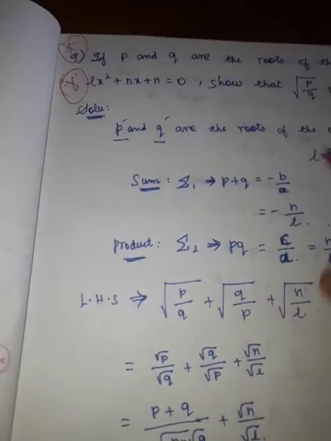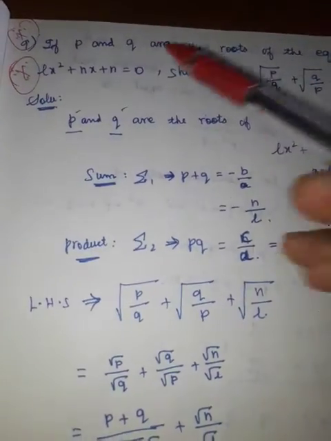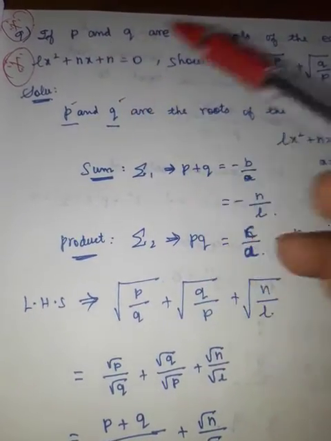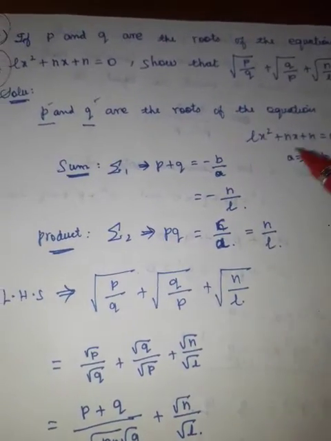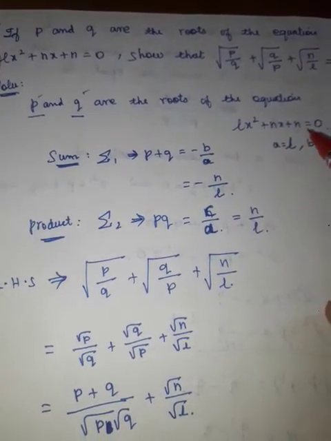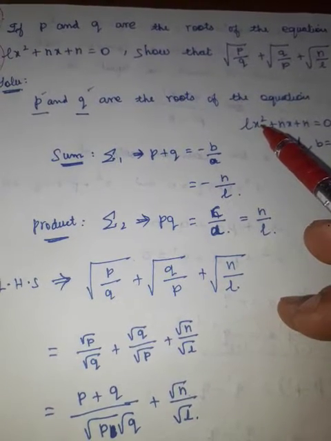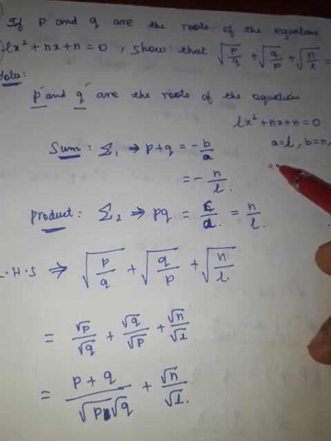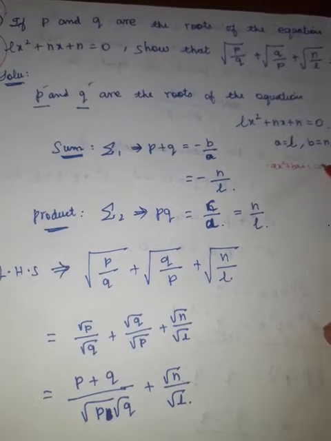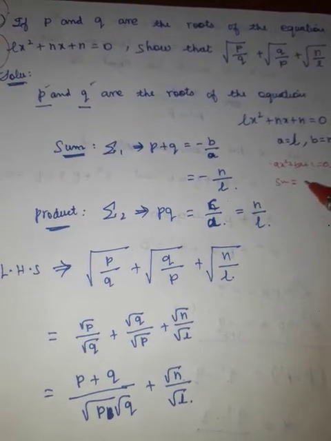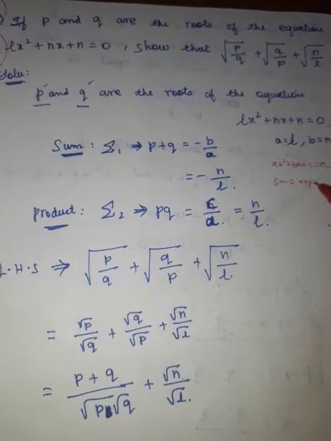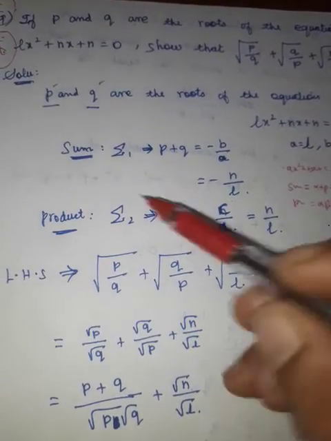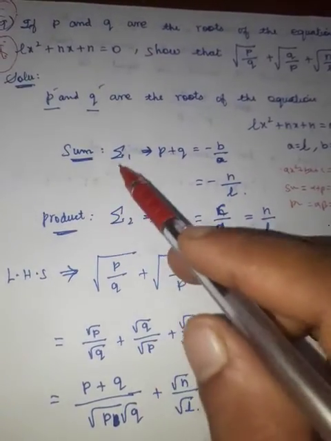Okay, so the solution. First of all, the question gives the equation, and its roots are also given. So p and q are the roots of the equation lx square plus nx plus n equal to 0. This is a quadratic equation. So we know the quadratic equation formula, ax square plus bx plus c equal to 0. The sum of roots alpha plus beta equal to minus b by a. Product of roots alpha beta equal to c by a. So this is summation 1.